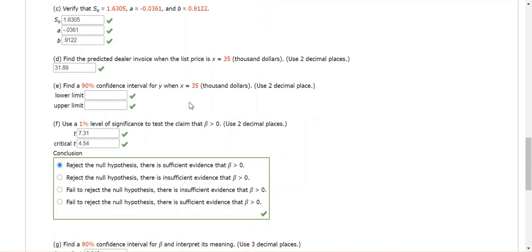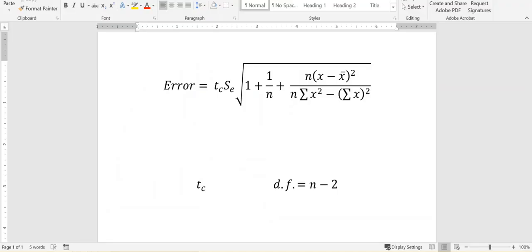Now for part E. I think part E is the hardest problem that we have to do here because our Texas Instrument calculator does not calculate this. But this is one of those things we just have to write down the formula. So how do we find this confidence interval for Y when the input is 35? Well, let's look at our formula here.